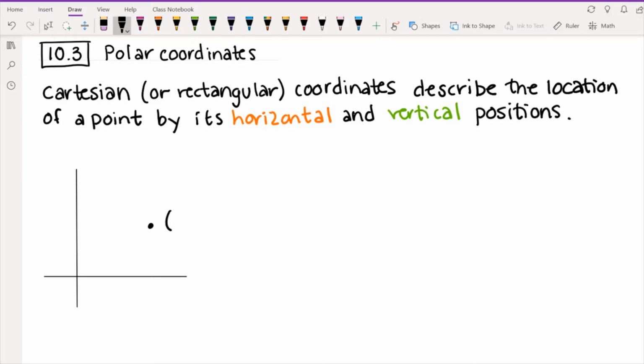So for example, if we have a point here and the x coordinate is x and the y coordinate is y, well, what is that referring to? X is referring to horizontally, how far do you have to go and in what direction to get to this point? And then the y coordinate is saying vertically, where is this point positioned?